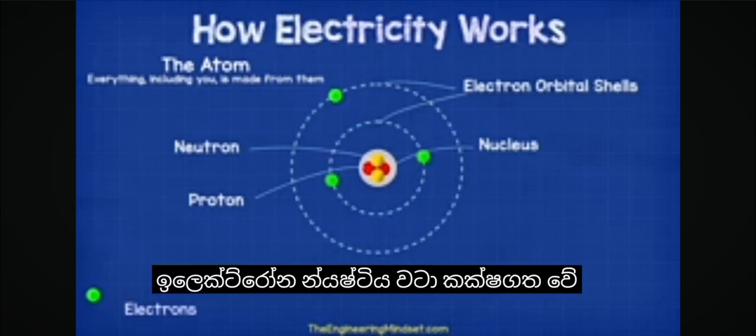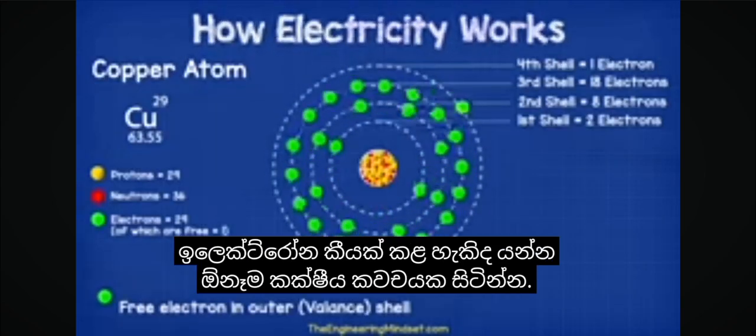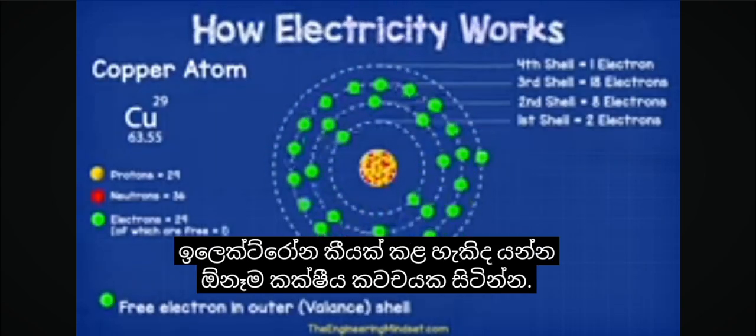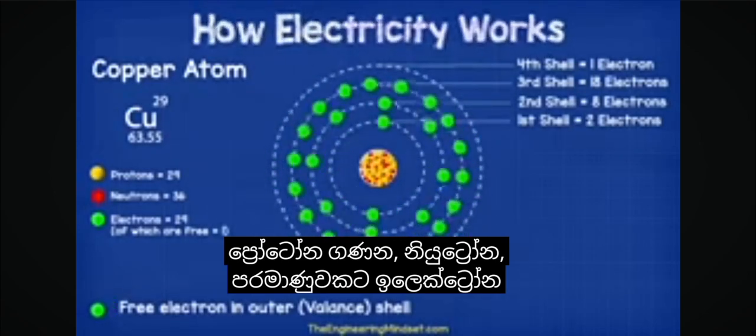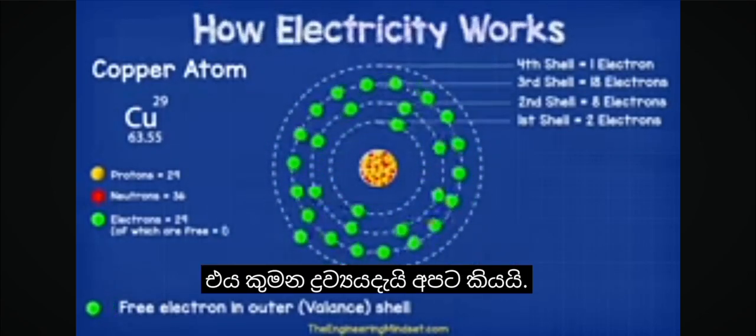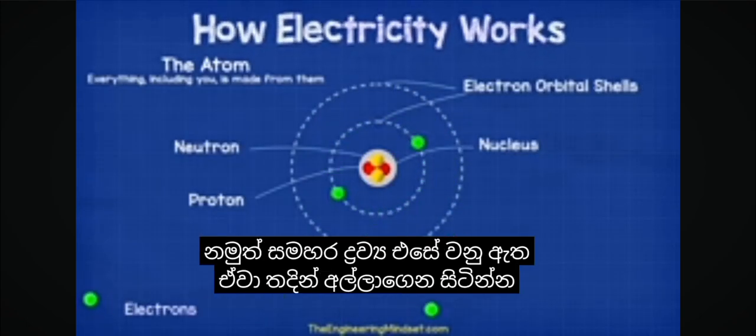The electrons orbit around the nucleus in these orbital shells, and there are a set number of how many electrons can be in any one orbital shell. The number of protons, neutrons and electrons an atom has tells us which material it is. Atoms hold on to their electrons very tightly, but some materials will hold on to them more tightly than others.